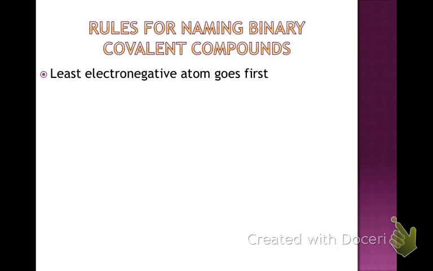So, here are some rules for naming binary covalent compounds. First, the least electronegative atom goes first. Okay, so remember, electronegativity, it's an atom's attraction to another electron.